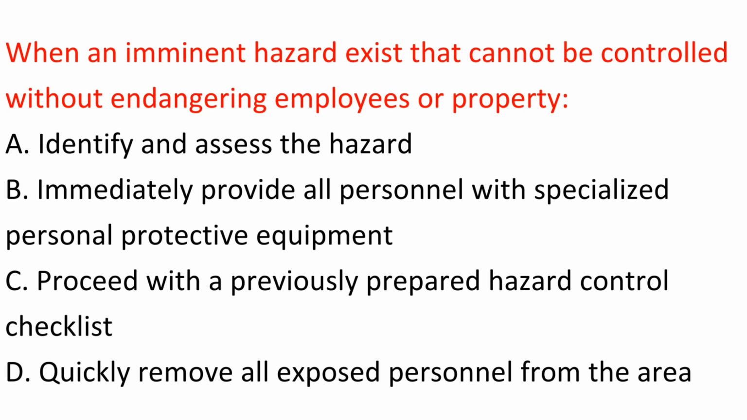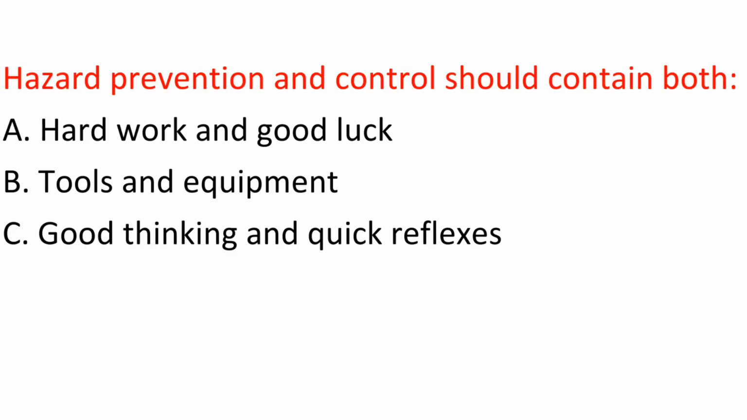Question. When an imminent hazard exists that cannot be controlled without endangering employees or property: A. Identify and assess the hazard. B. Immediately provide all personnel with specialized personal protective equipment. C. Proceed with a previously prepared hazard control checklist. D. Quickly remove all exposed personnel from the area. Answer. D. Quickly remove all exposed personnel from the area.